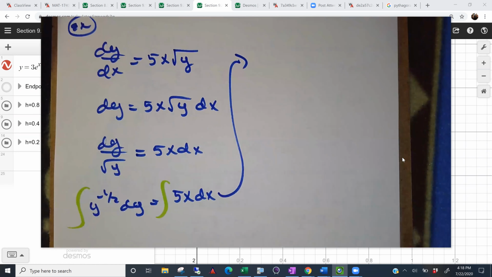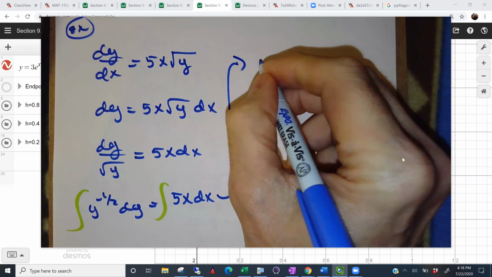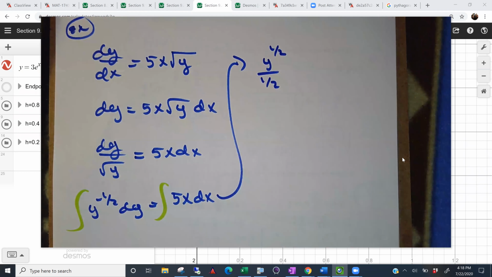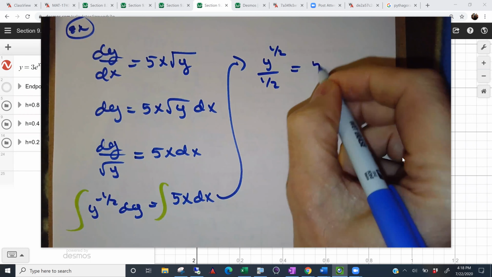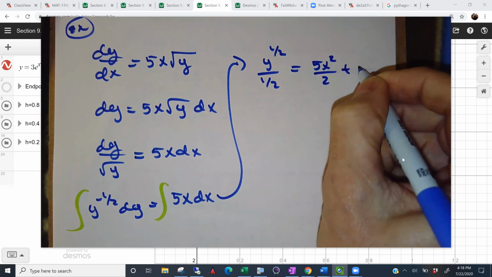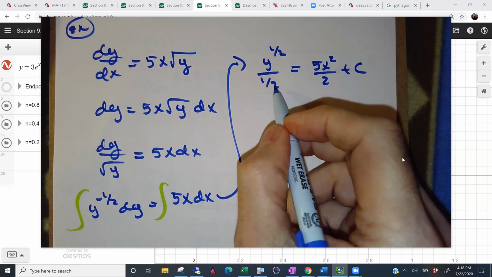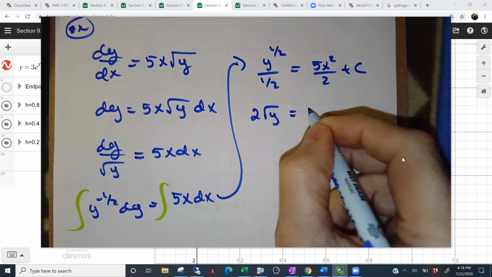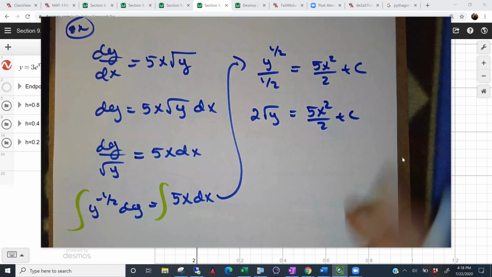Let's come up here to the right, add 1 to the exponent, divide by that same exponent. It's going to give me y to the +1/2 divided by 1/2. On the right-hand side, that's where I'll put my constant. I'll get 5x to the second divided by 2 plus a constant. Dividing by 1/2 is like multiplying by the reciprocal. So 5x² over 2 plus c.